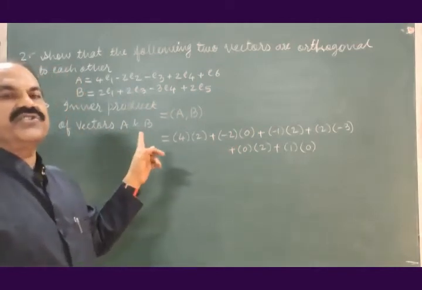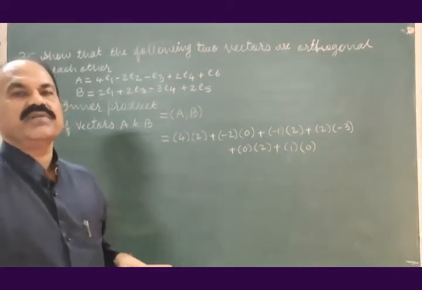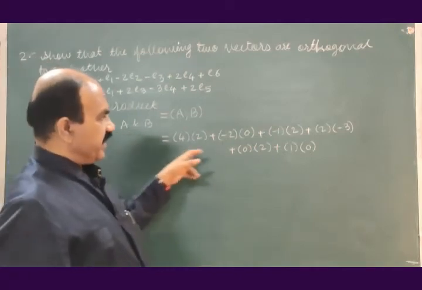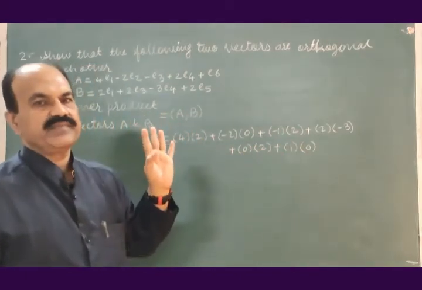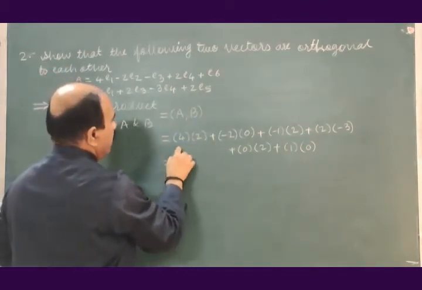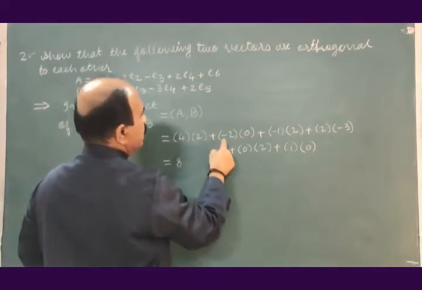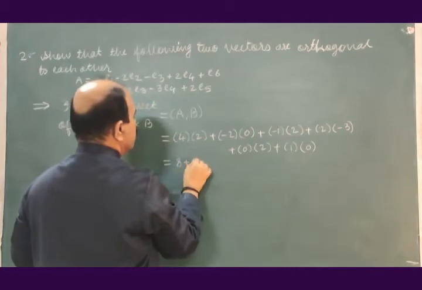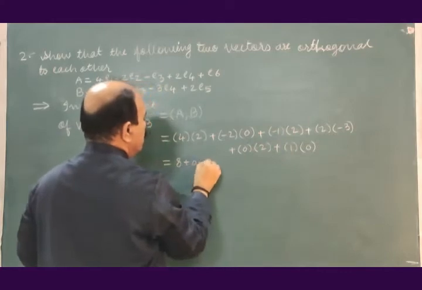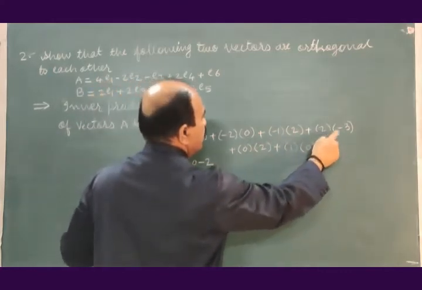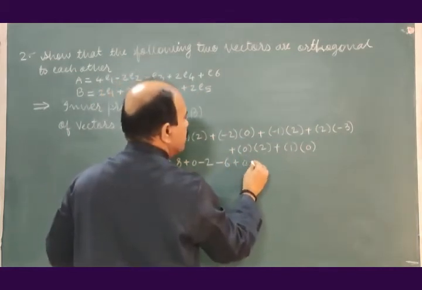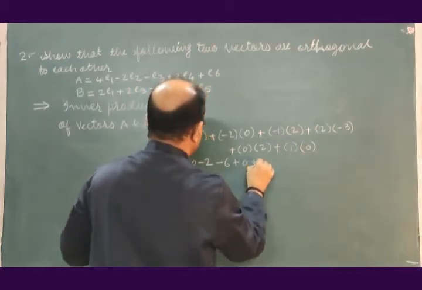Inner product of vectors a and b is equal to the sum of products of corresponding components of vectors a and b, which we have substituted here. Now just simplify this. 4 into 2 is 8, 2 minus 0, minus 2 into 0 is 0, minus 1 into 2 is minus 2, 2 into minus 3 is minus 6, 0 into 2 is 0, 1 into 0 is 0.